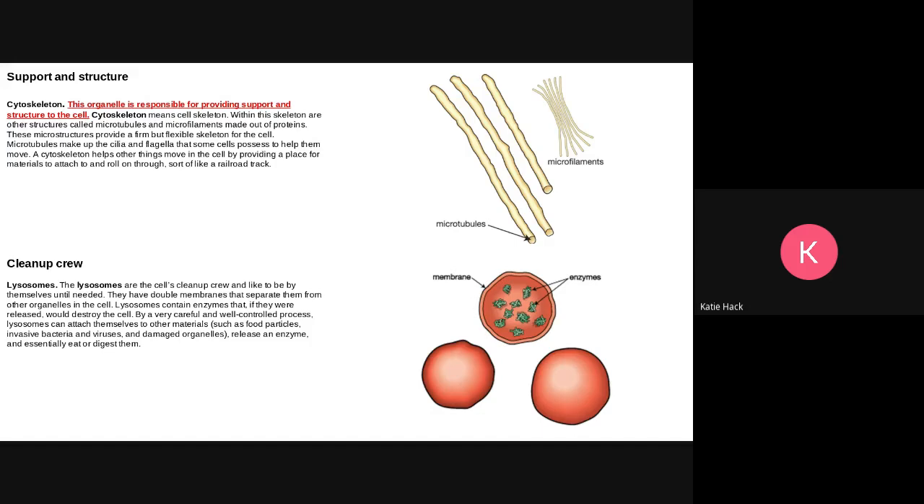Microtubules make up the cilia and flagella that some cells possess to help them move. The cytoskeleton also helps other things move in the cell by providing a place for materials to attach to and roll on through, sort of like a railroad track. So you have microtubules and microfilaments that are part of the cytoskeleton. Now your lysosomes are your cleanup crew.